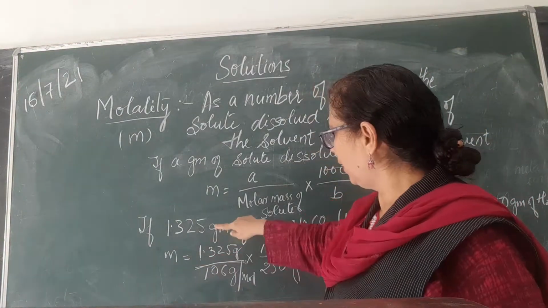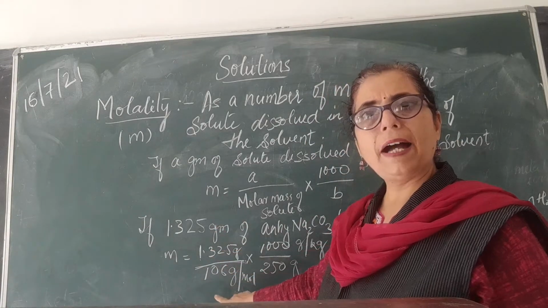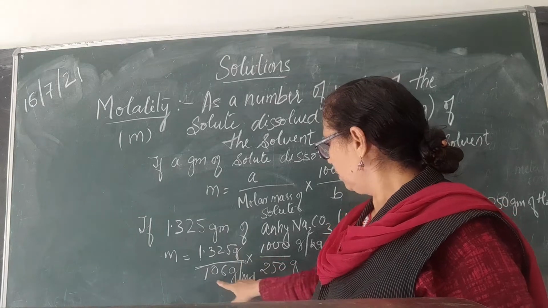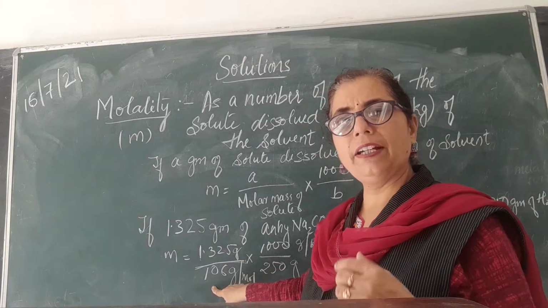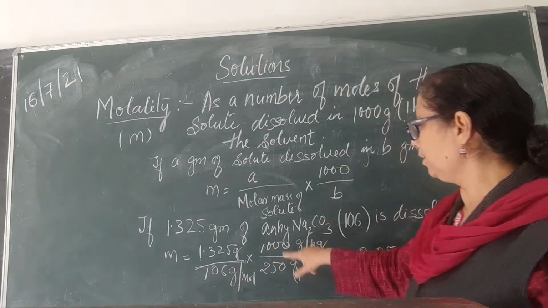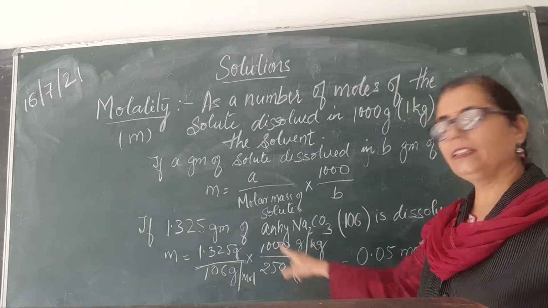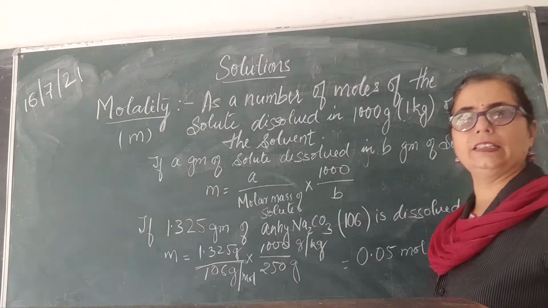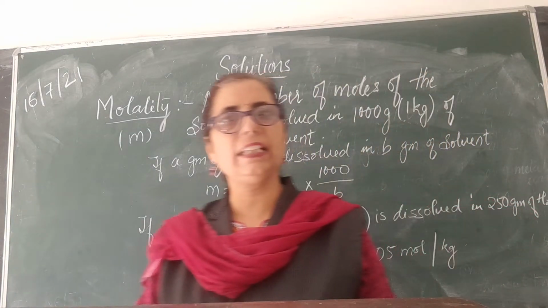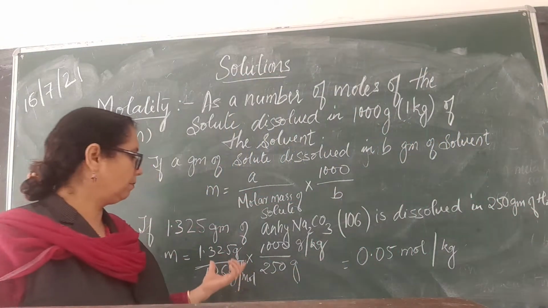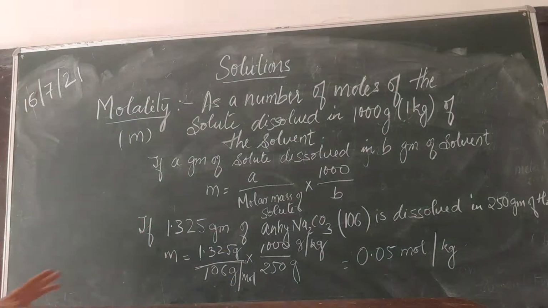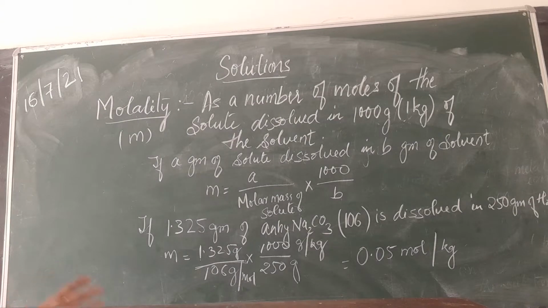Molality will be the weight of a substance in gram divided by its molar mass. That is 1.325 gram divided by 106, its molar mass, into 1000 by 250. In this way you will get the answer 0.05 moles per kg. That means you have to see the content here, the solute that is dissolved in the solvent has to be expressed, and this is the way you can solve the molality numericals.